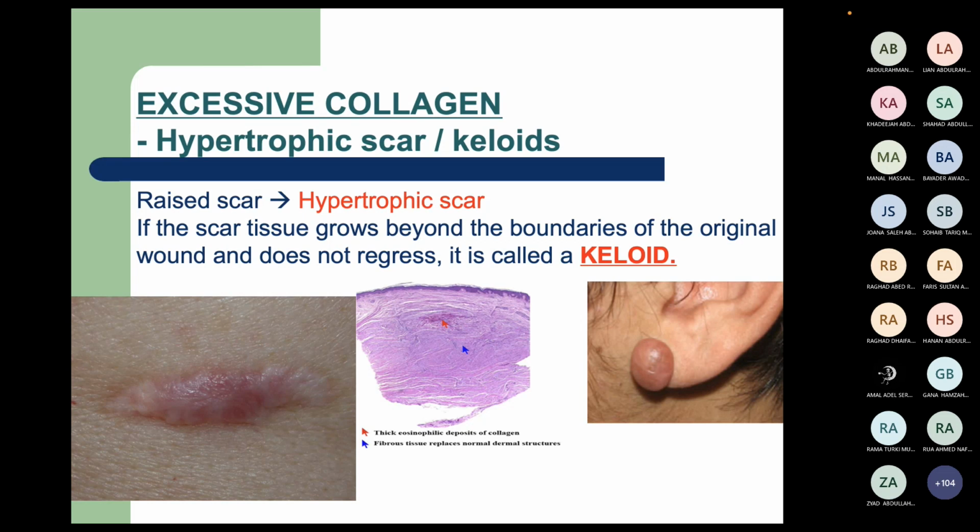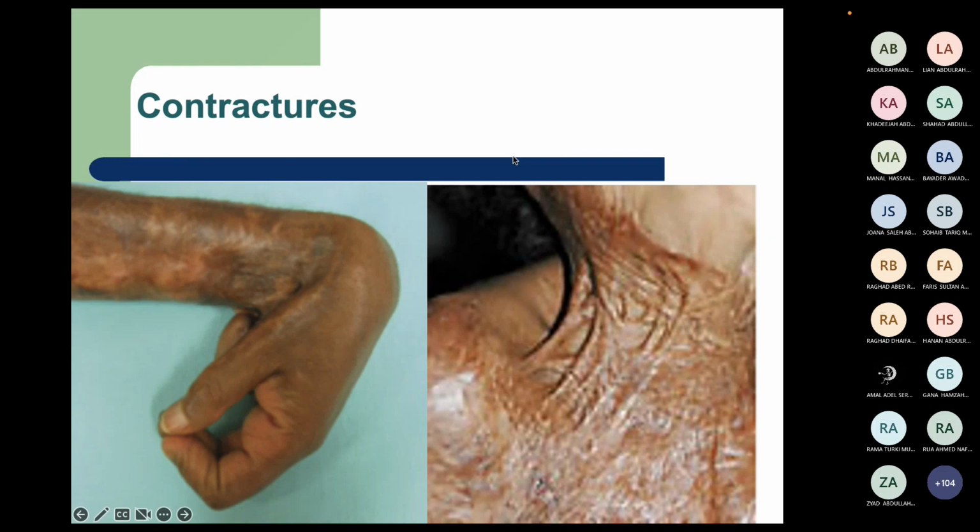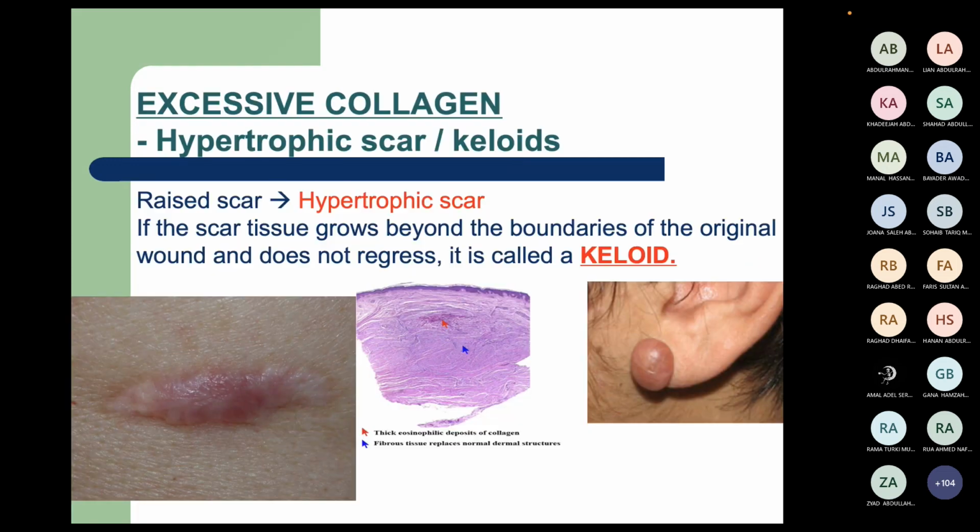So there are two important complications of excessive collagen. One is hypertrophic scar, the other is keloid. And finally, is hypertrophic scar harmful for the person? It's not harmful, but if it is at a place which is important, like near the joint, then it is important. Otherwise, mainly cosmetic. Look at this: instead of earrings, the lady is having this ball of collagen. So this does not look nice. Otherwise, it's not that important.